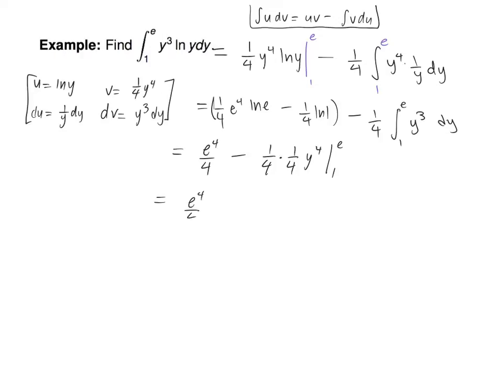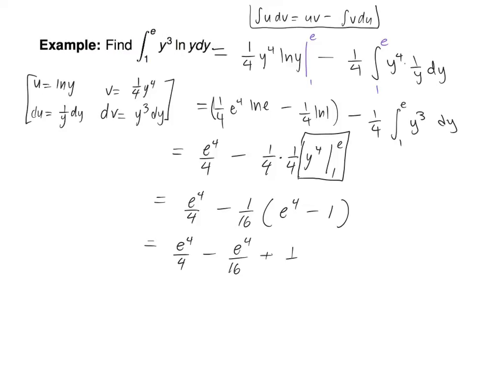E to the 4th over 4. Couldn't you just put it in parentheses and ignore the negative sign? Yeah, I'm going to say 1/16, and then I'm going to plug this stuff into the y to the 4th, right? Yep. E to the 4th minus 1. Does that make sense? Okay. So I just looked at this part alone, and then I can factor in the 1/16 or the negative and the negative later. So you have e to the 4th over 4 minus e to the 4th over 16 plus a 16th.